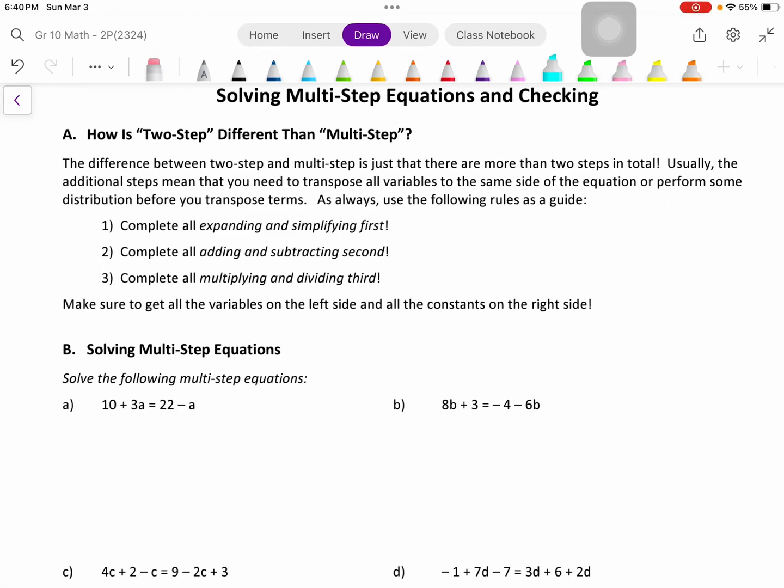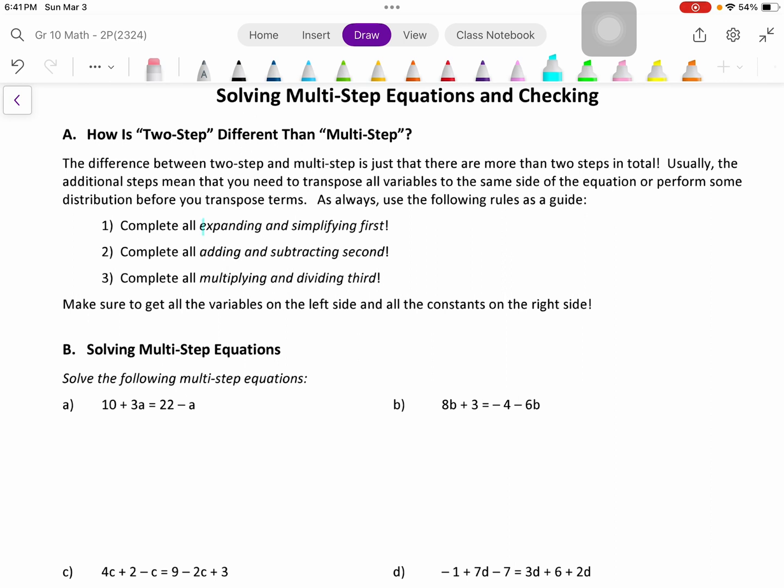In this lesson, we're going to take a look at how to solve multi-step equations. So the only difference between two-step equations is that there are going to be more steps. Often we just need to move more variables to the left side of the equation and constants to the right side of the equation, and we may have some brackets with some distributive property that we need to get rid of. So we still have the same steps.